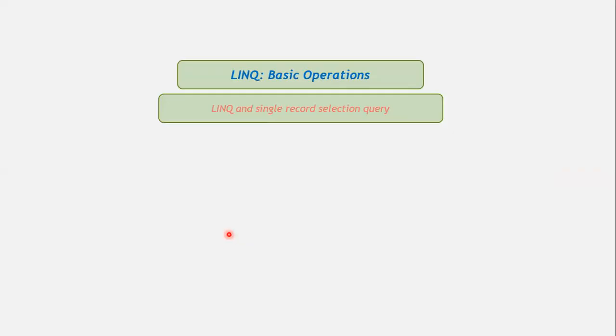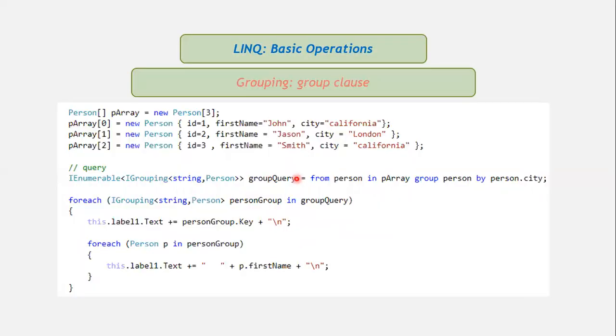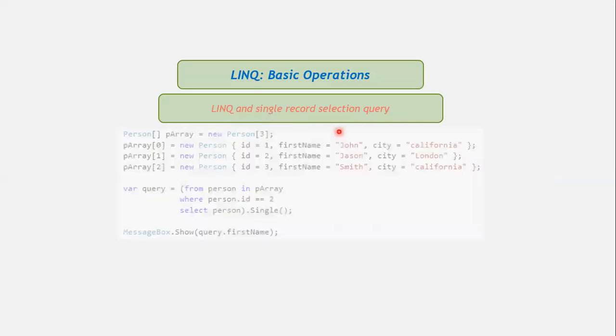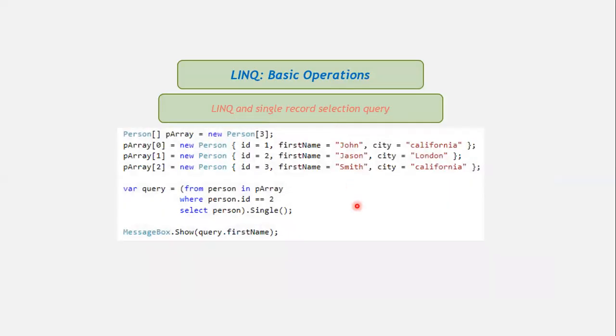Okay, so during this execution of a LINQ query, we are actually accessing more than one record, and this type of execution, which we also studied in the previous slides, is known as deferred execution. And we also studied immediate execution in the previous video. So LINQ and single record selection query can be used as immediate execution also.